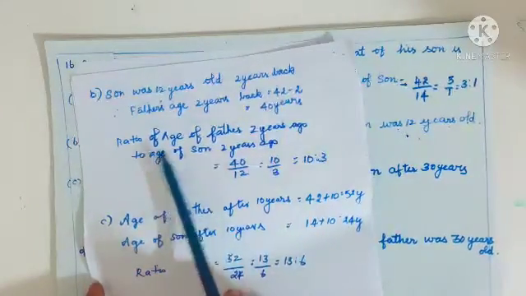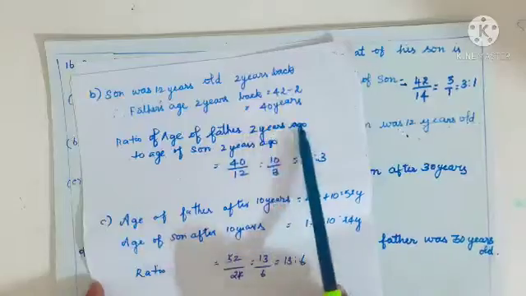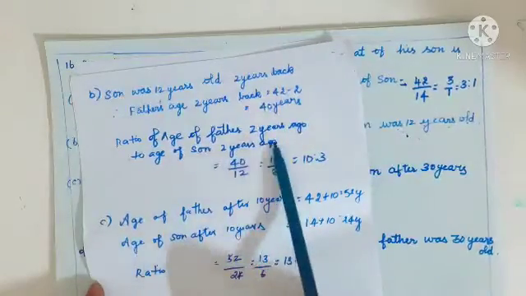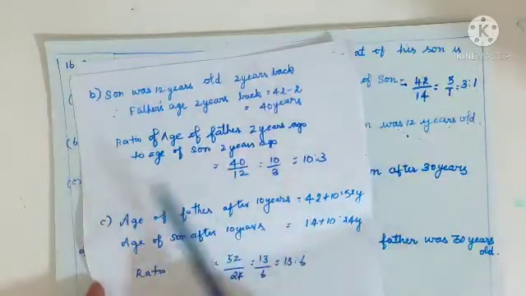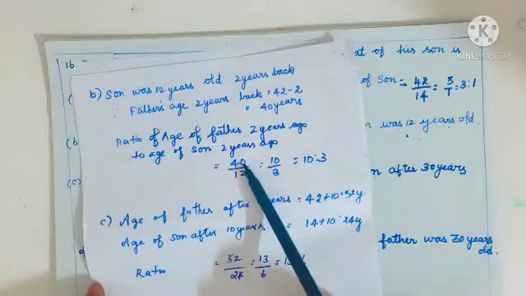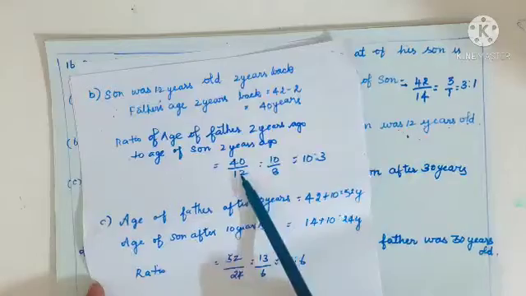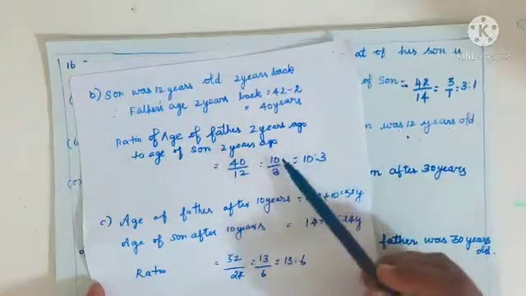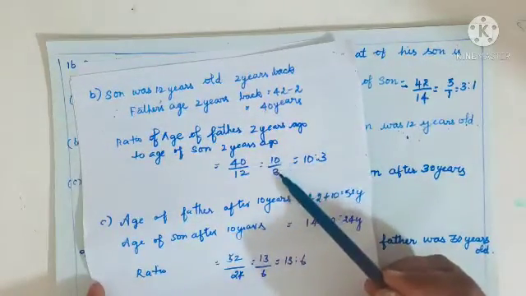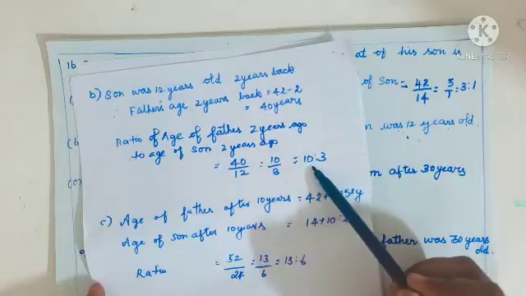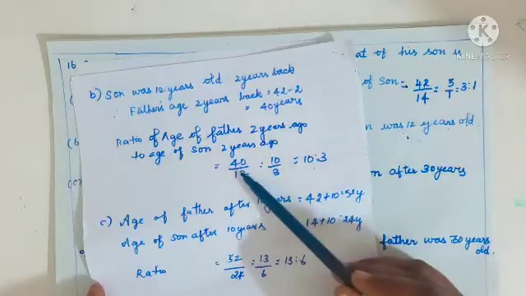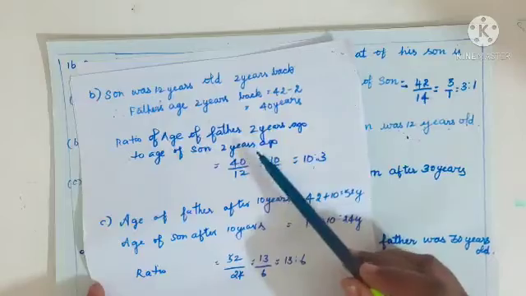Okay. So the ratio of the age of the father 2 years ago to the age of the son 2 years ago. Both of them are 2 years before. So 42 minus 2 is 40 and 14 minus 2 is 12. So now you cancel this. What do you get with the 2 table? If you cancel, you get 10 by 3. The ratio is 10:3. You know to cancel this by dividing by 2.